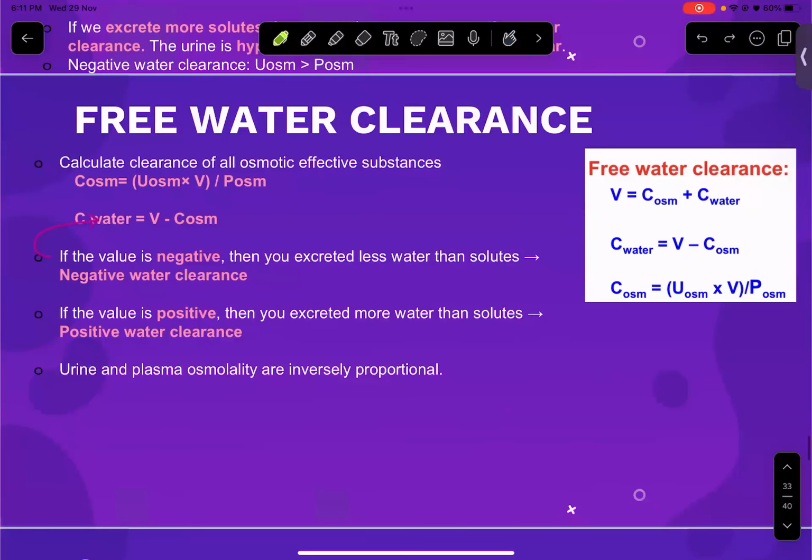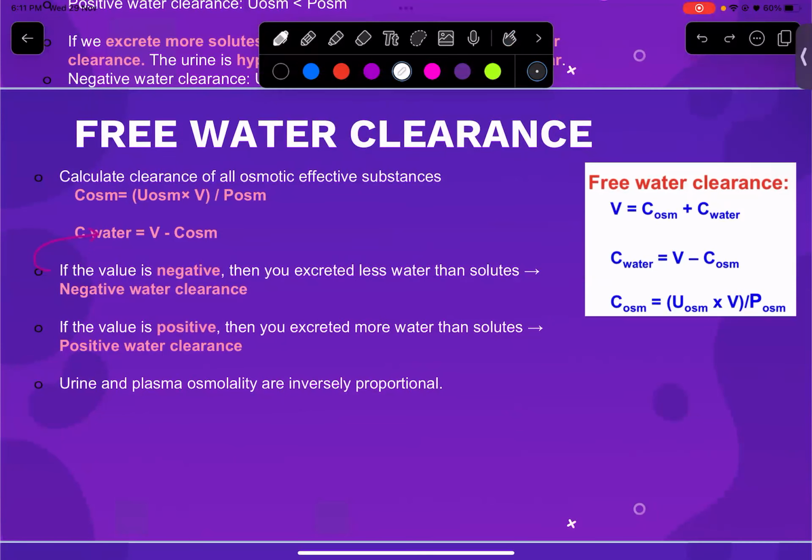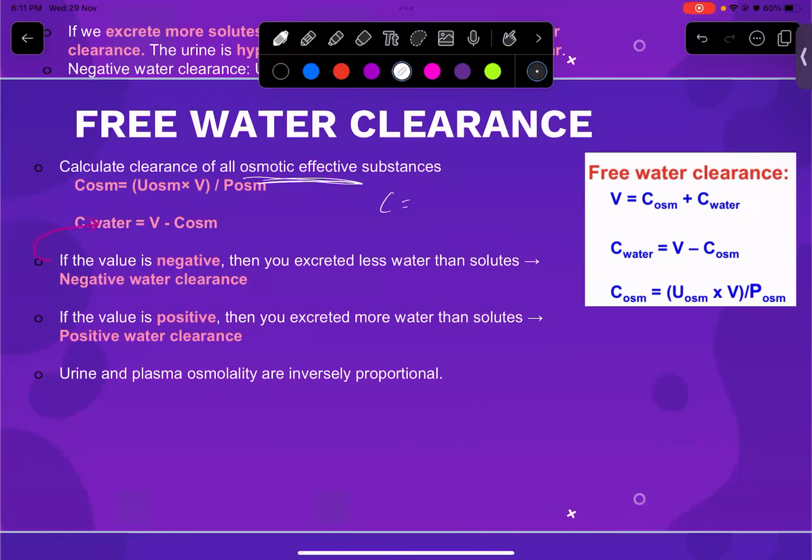And this is exactly the same thing, but we just turn it into a formula form as well. So basically, if we calculate the clearance of all osmotic effective substances, so all the solutes, we already discussed that the clearance is basically just the urine flow multiplied by the urine concentration of the solutes over the concentration in the plasma, right? So if we take this equation right here, the clearance of water equals the complete urine flow minus the clearance of the osmotic effective substances, which makes sense because the urine flow is composed of what? Of water and the solutes.